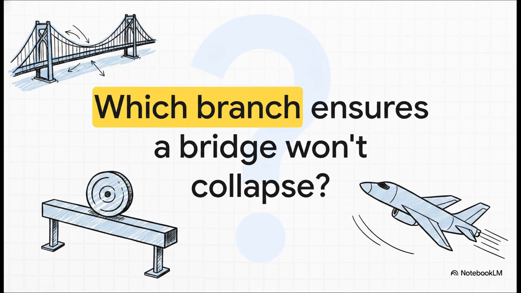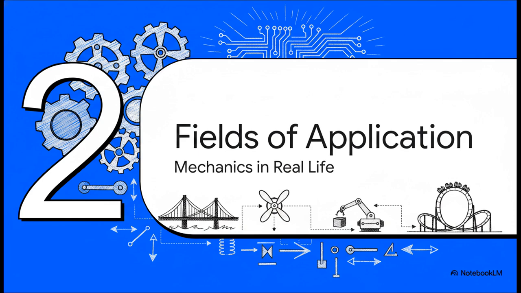Okay, let's do a quick knowledge check to cement this idea. Based on those definitions we just covered, which branch is responsible for analyzing the equilibrium of forces on a bridge to ensure it absolutely won't collapse? That's right, it's statics. Moving right along to Section 2, fields of application, where mechanics really comes to life.